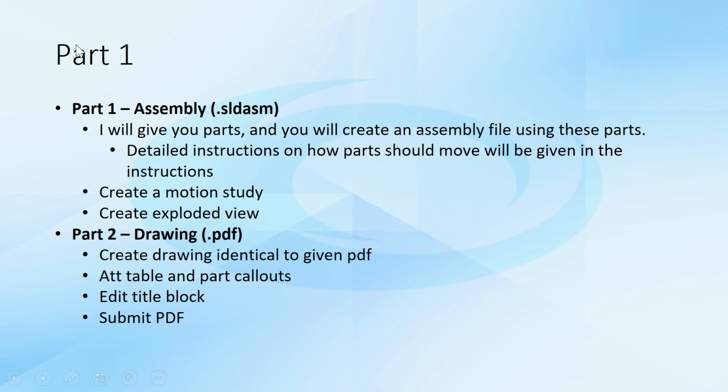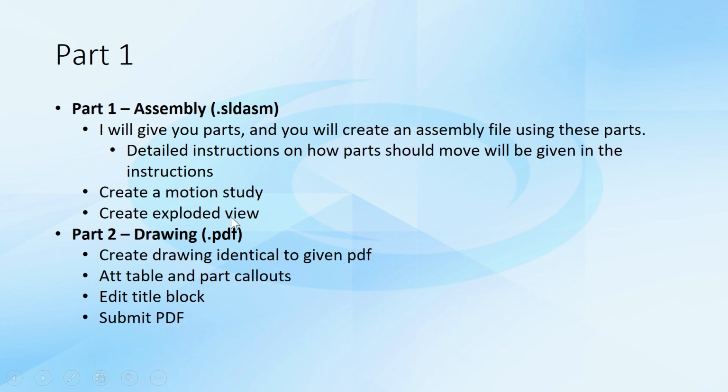This should not say part 1, this should say overview. However, there are 2 parts to the final exam. The first one is the assembly part, so I'll give you a zip file comprised of parts, and you will create an assembly file assembling these parts. I'll give you detailed instructions on how these parts should move, and you are going to create a motion study and create an exploded view from the assembly file.